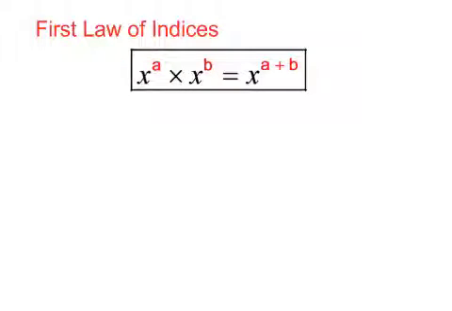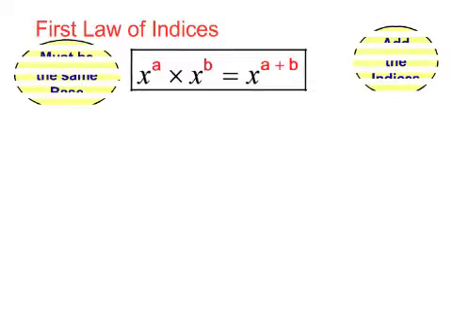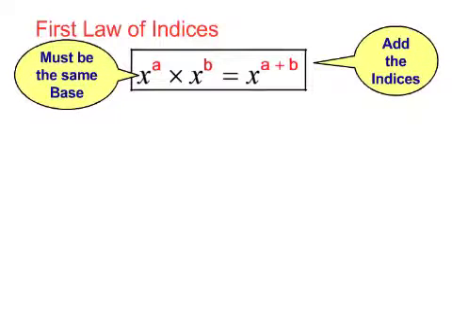We'll now go through some laws of indices. Here's the first law of indices, which says that x to the power of a times x to the power of b is the same as x to the power of a plus b. Notice here that the base must be the same, but also that when we multiply terms with indices, we actually add the indices. Let's do an example to illustrate this.